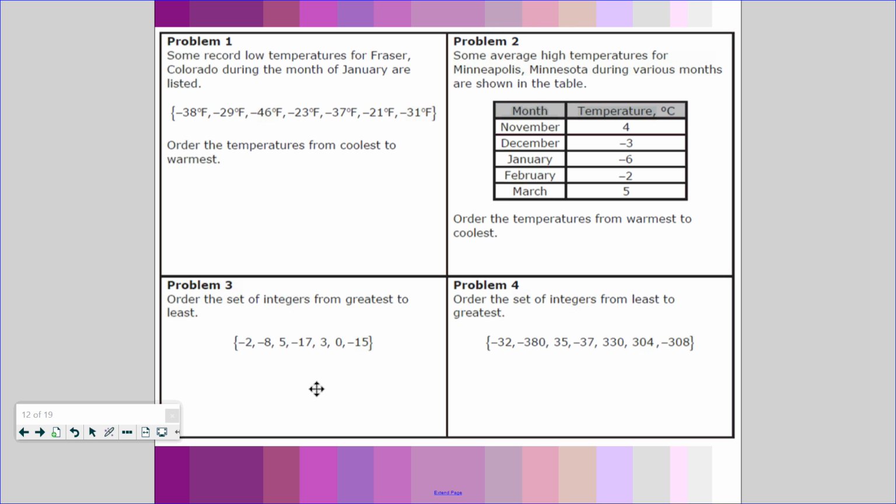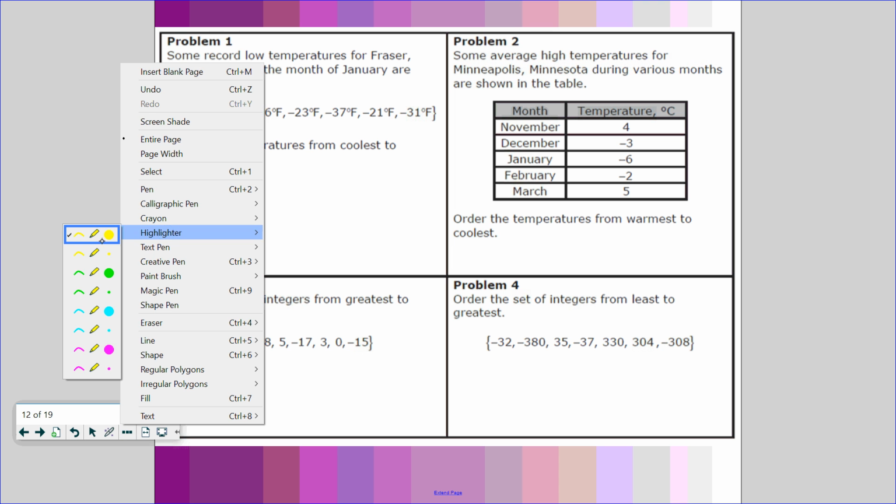So next part is you will have 4 word problems to work on. You will be working with a partner. And then we'll pass it around and see how you did. Some record low temperatures for Fraser, Colorado during the month of January are listed. Order the temperatures from coolest to warmest. Let's get the highlighter.